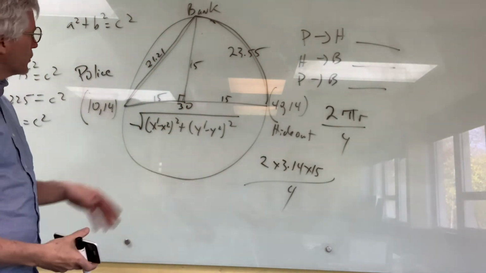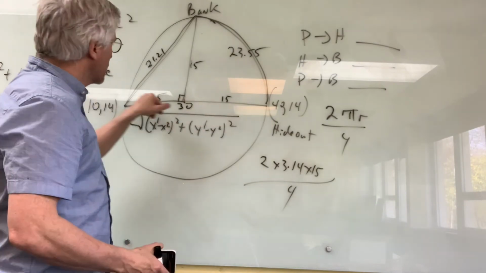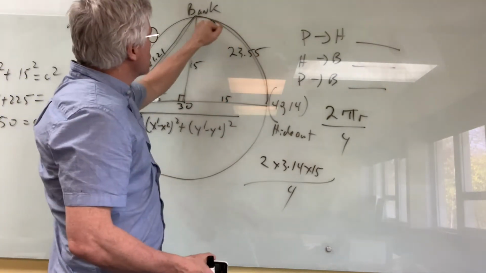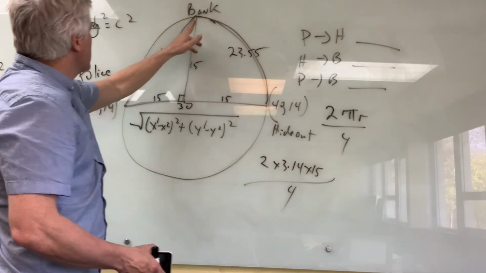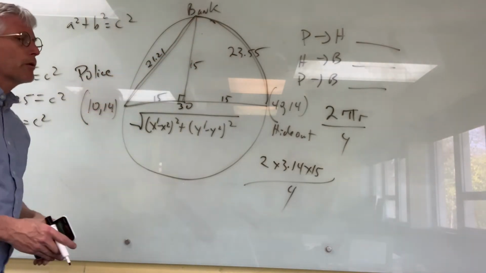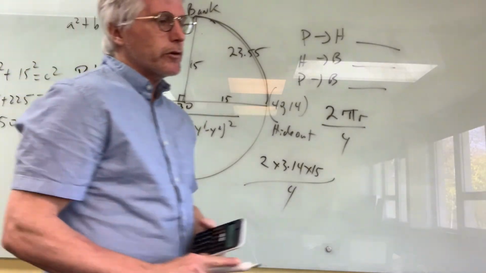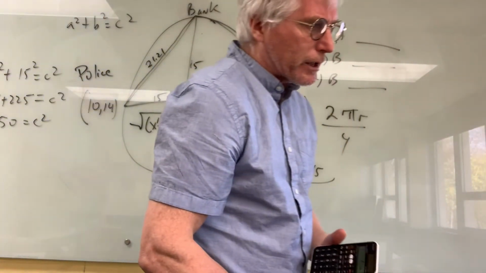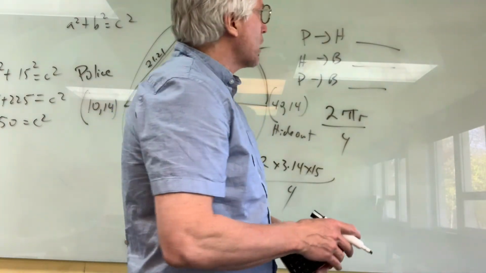So those are our 3 answers. Distance along there: police station to the hideout, 30 kilometers, say. Hideout to the bank, 23.55, and the last one here, 21.21. And then there is an STD question here. If the police travel to the bank in 2 hours, what is their average speed?